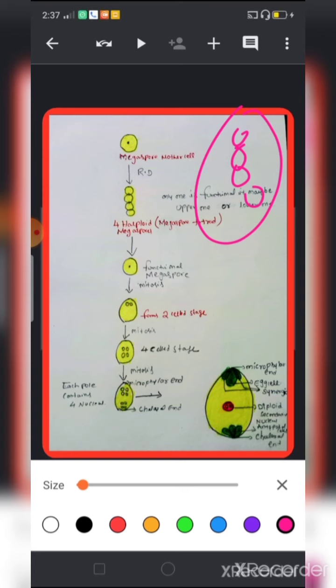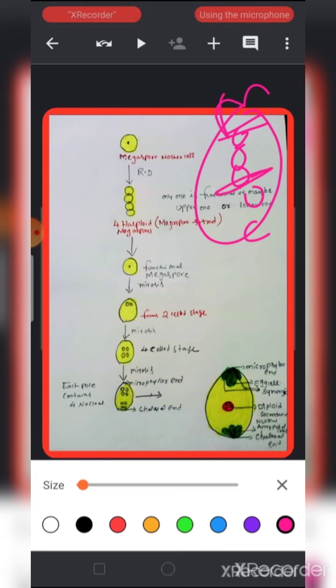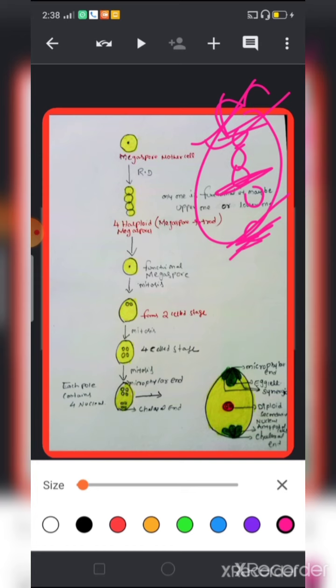In some species like Balanophora, the micropylar megaspore is functional. In Aristolochia, the third megaspore from the micropylar side becomes functional. In Compositae, both micropylar and chalazal megaspores are functional.